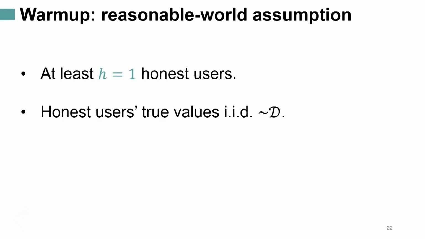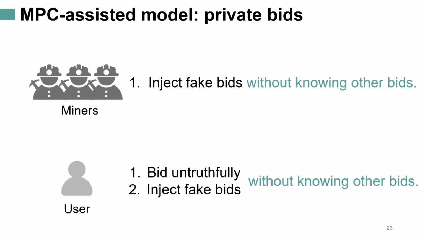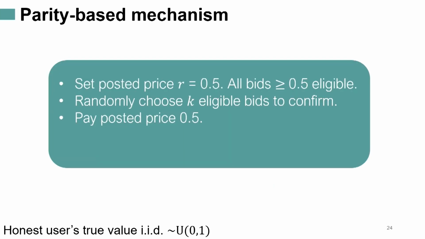So in this reasonable world assumption, we assume that there is at least one honest user. And we assume that the honest user's true values are IID sampled from some uniform distribution D. So this mechanism will make use of a second bonus of the MPC assistant model that hides the honest user's bid. Recall that in the MPC assistant model, users send their bids to the miners in a secret manner. This guarantees that all strategic players must decide their strategies without knowing honest users' bid. So now with this bonus, let me present to you this parity-based mechanism.